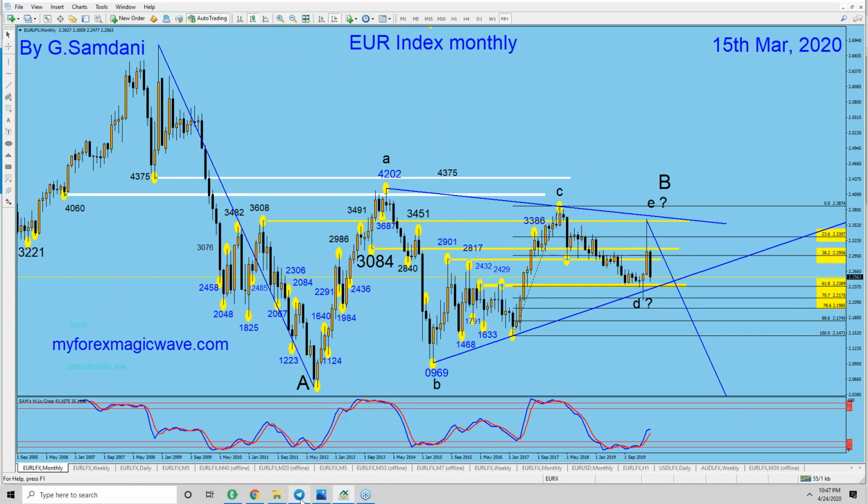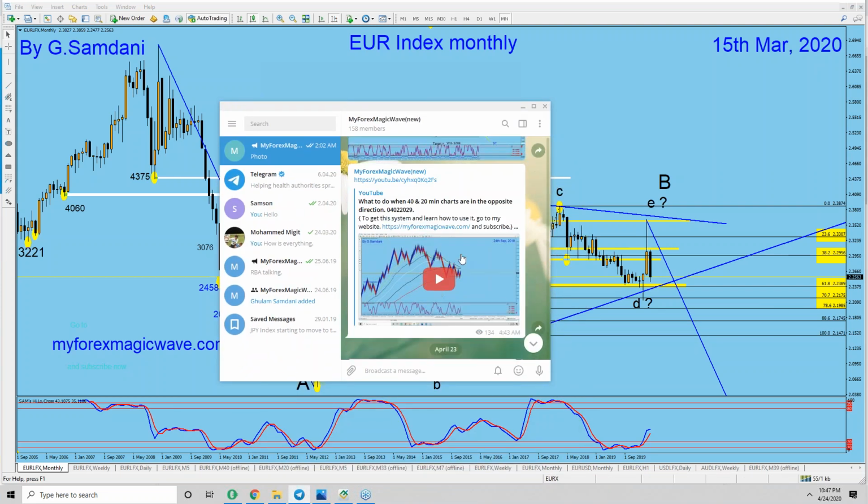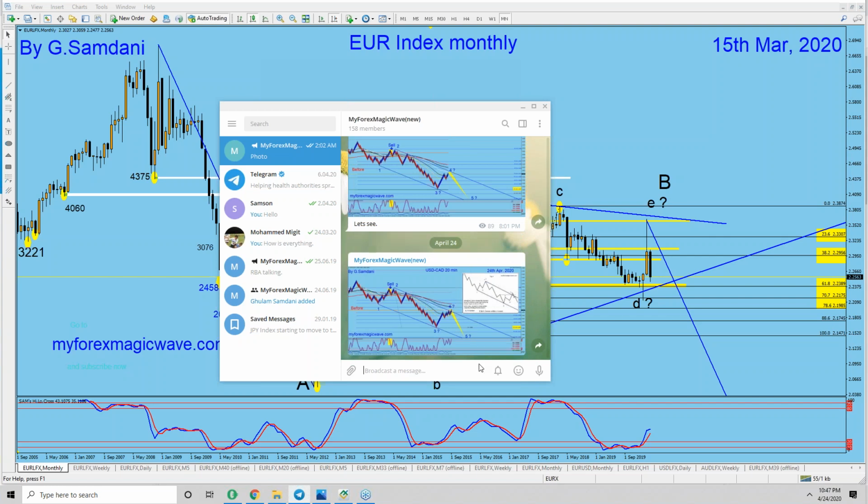I'll get to this chart later. But this is the Telegram. You can see here, these are the charts I keep posting, the heads up, the trade setup.